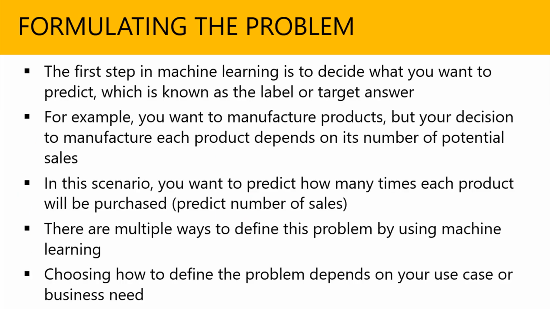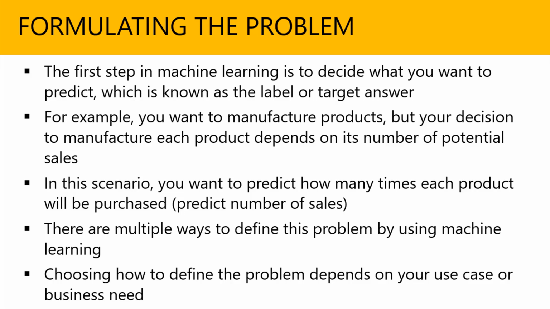But how do we actually go about formulating the problem? So here it is. The first step in machine learning is to decide what you want to predict, which is known as the label or target answer. Okay? Because let's talk about the same email spam example. We already know that we need to differentiate which emails are good and which emails are spam. So our target answer is already part of this.